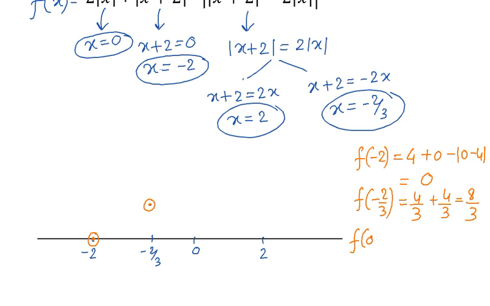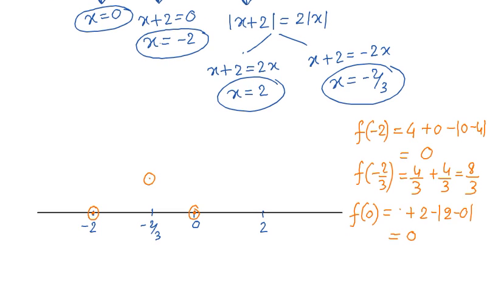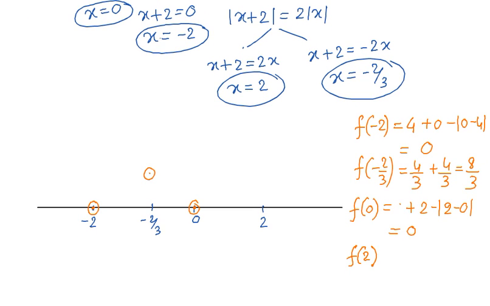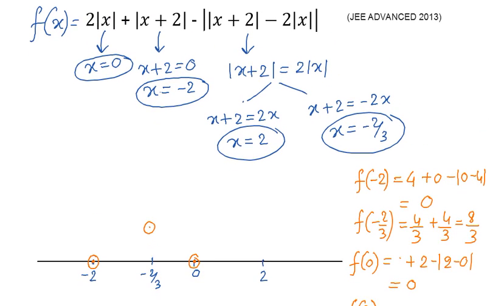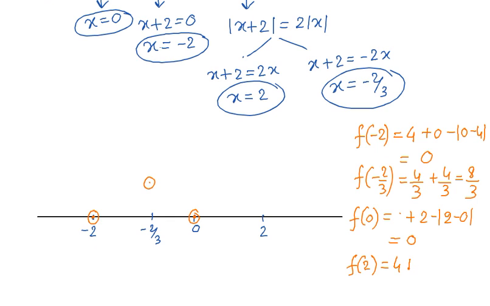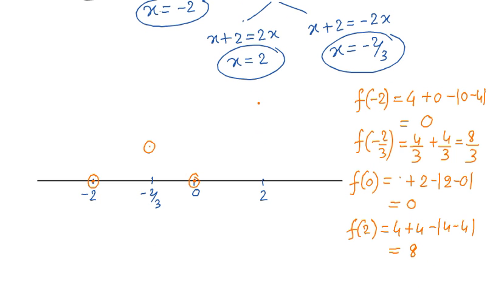Then on putting x = 0, we get 0 + 2 - |2 - 0|, which is again 0. So at 0, the functional value is 0. On putting x = 2, f(2) is 4 + 4 - |4 - 4|, so f(2) comes out to be 8.